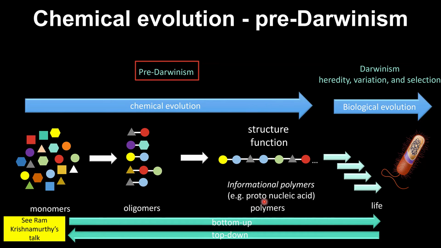And as I mentioned, I'm not asking what happened after we got informational polymers, but really what happened before. And this collective process that I'm showing here is the process of chemical evolution.